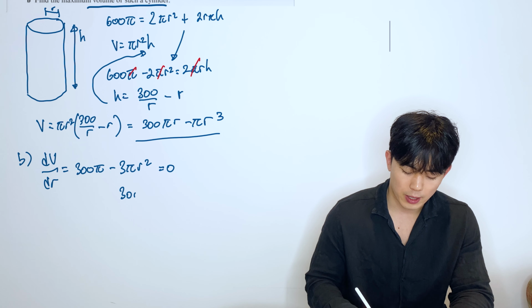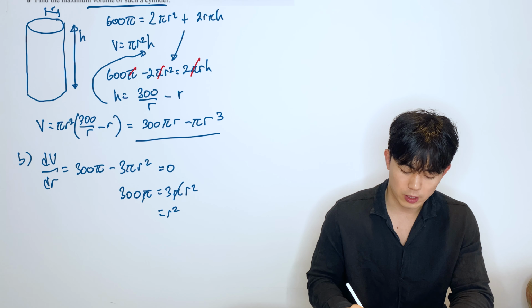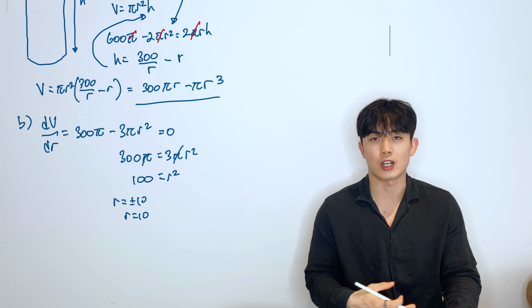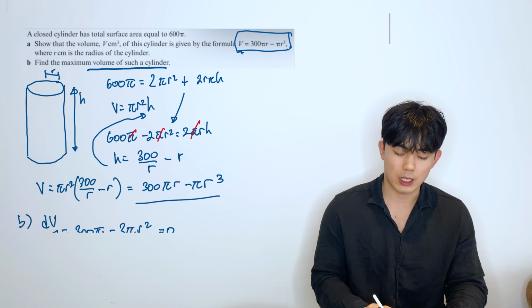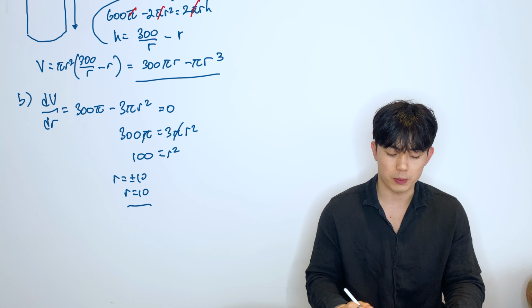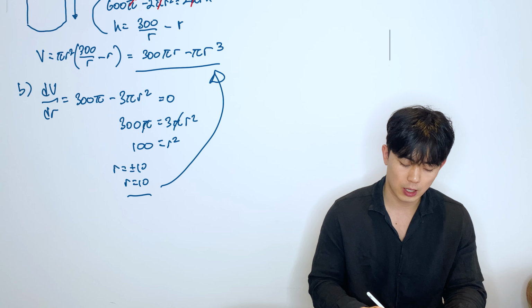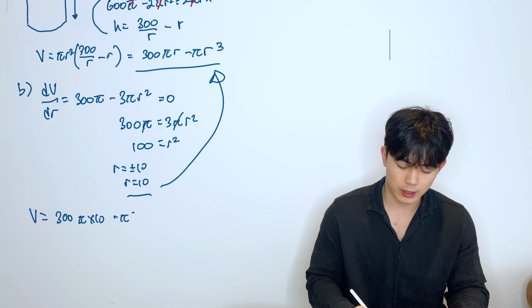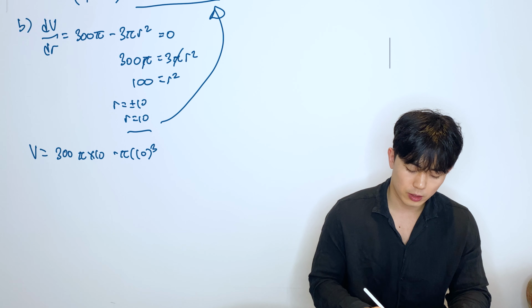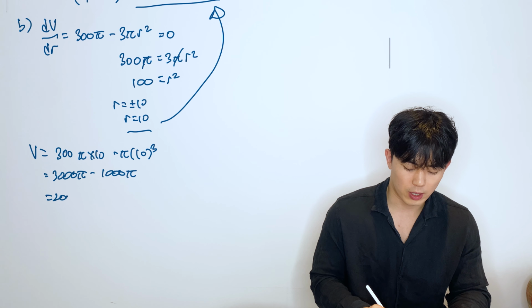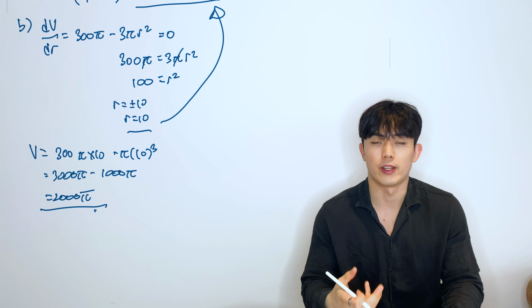So that will give us 300 pi is equal to 3 pi r squared. Cancel, cancel. r squared is 100, and r is going to be plus or minus 10, but it can only be 10, right? Because r is a radius, it can't be a negative number. So they're asking us for the maximum volume. What we found is the radius at the maximum volume. So to find the maximum volume, again, we just have to plug it back into this initial equation. So V is going to be equal to 300 pi times 10 minus pi times 10 cubed. We're going to get 3000 pi minus 1000 pi, which is 2000 pi, like this.